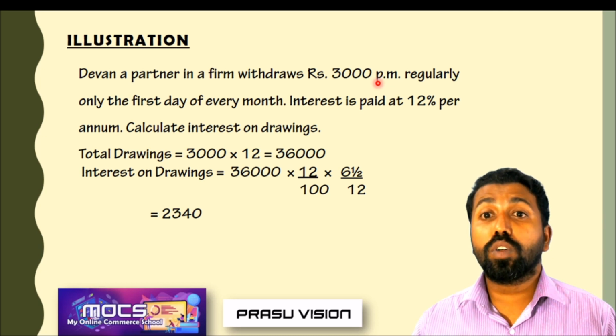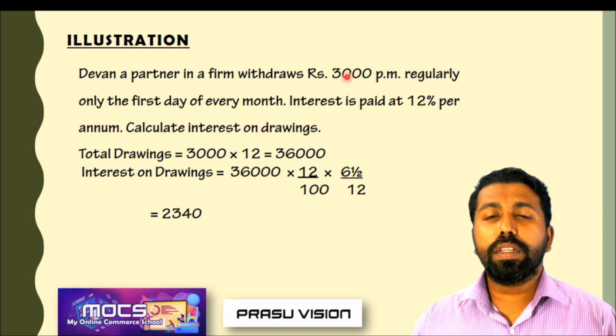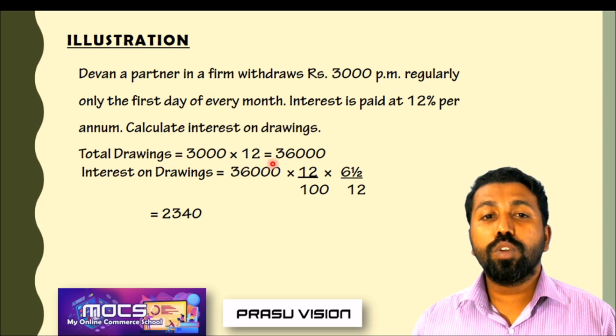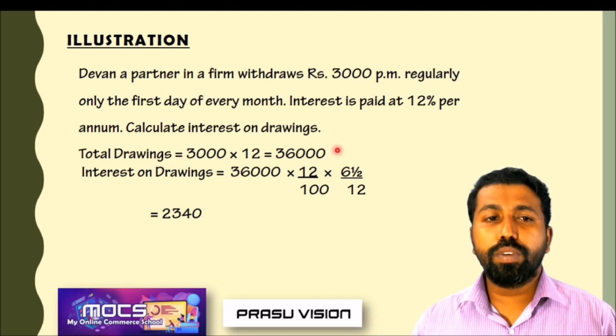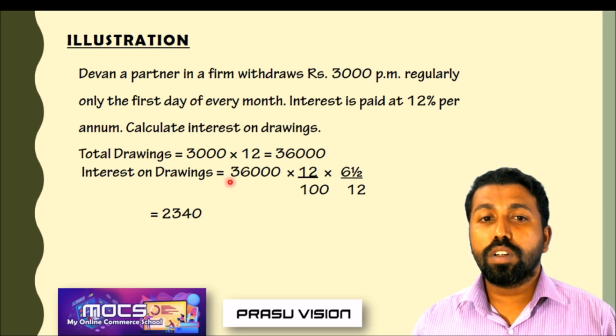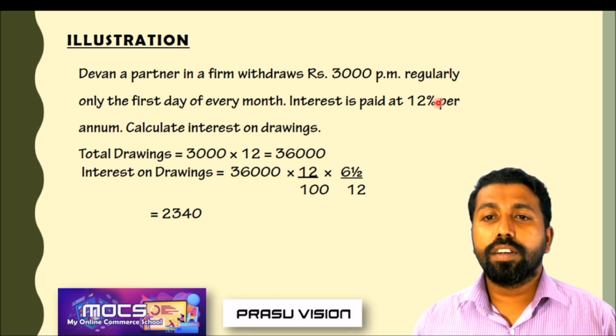We have to calculate the total drawings. Per month means 1 month, so we have to multiply it by 12. So the total drawings is equal to 3,000 into 12, 36,000. Sorry, that is the whole year amount of drawings. And interest on drawings is equal to the whole year amount of drawings, 36,000, into rate, 12 by 100, into the average period.